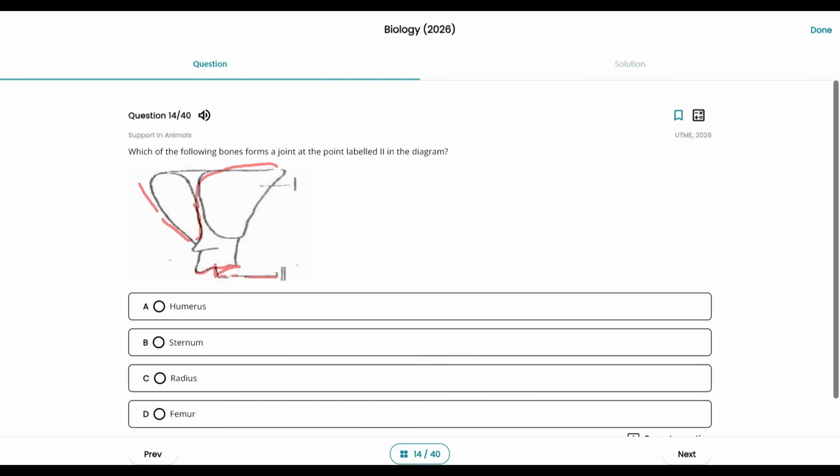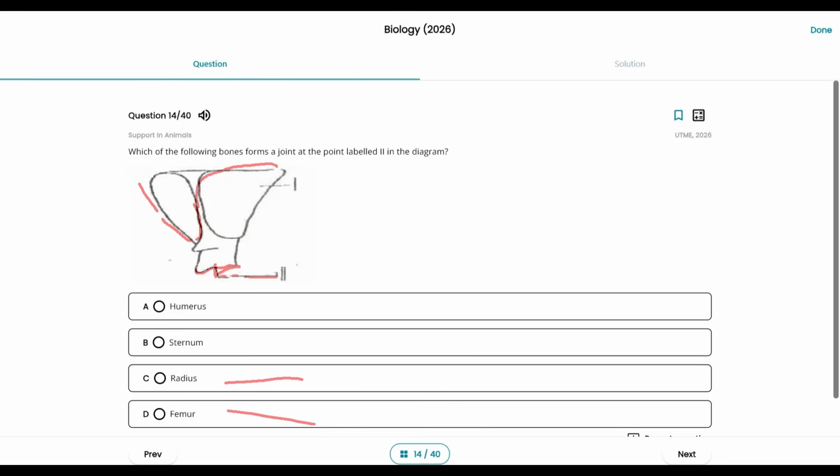Now, the sternum is the breastbone, which is located in the center of the chest. It does not form the shoulder joint with the glenoid cavity. The radius is one of the two bones of the forearm. It forms joints around the elbow and the wrist, and not the glenoid cavity of the scapula. Option D, the femur, is a thigh bone. It articulates with the pelvic girdle at the acetabulum to form the hip joint.